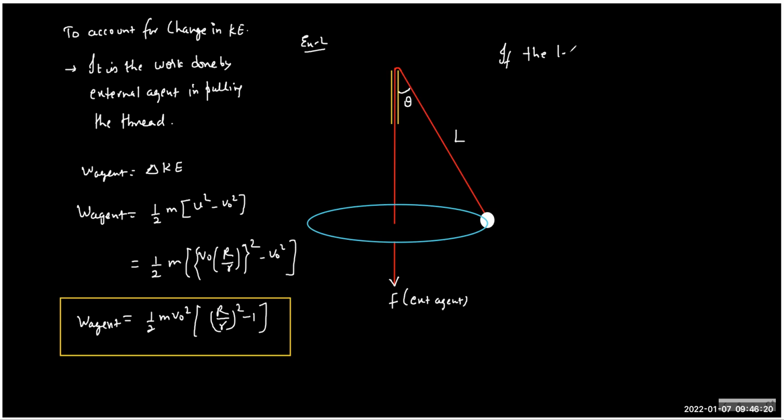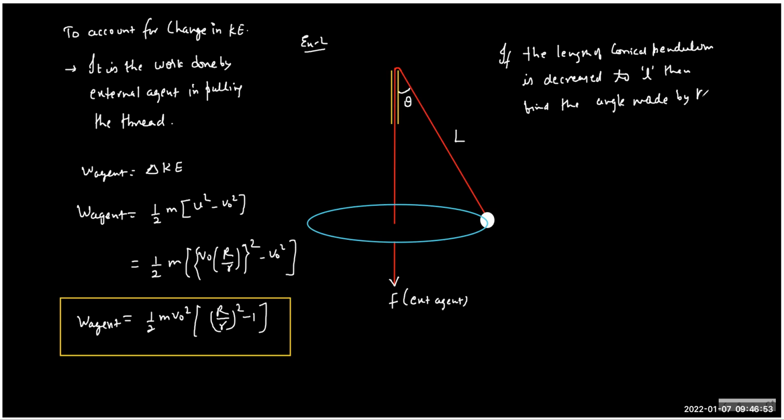So the question is, if the length of the conical pendulum is decreased to small l, then find the angle made by the pendulum with vertical.